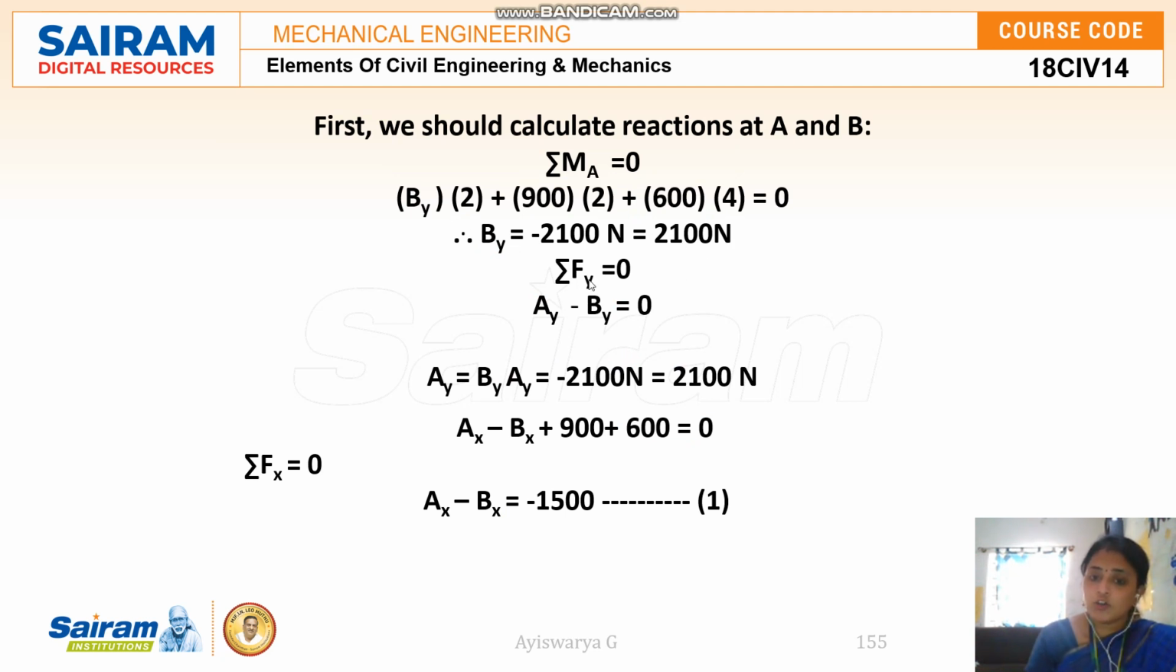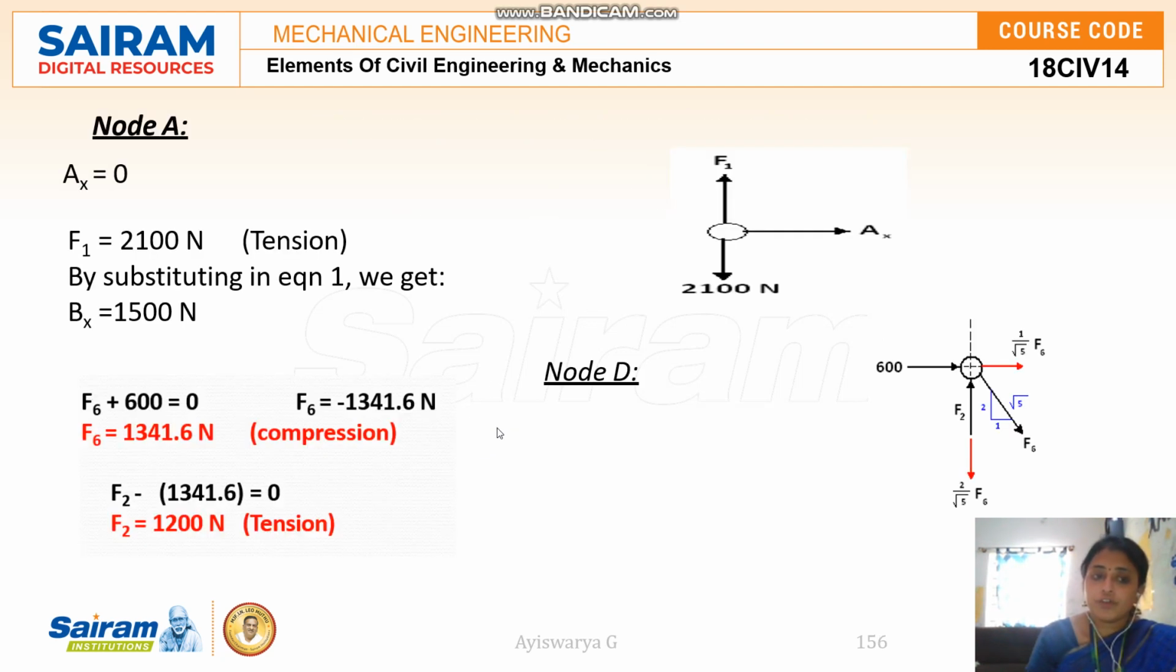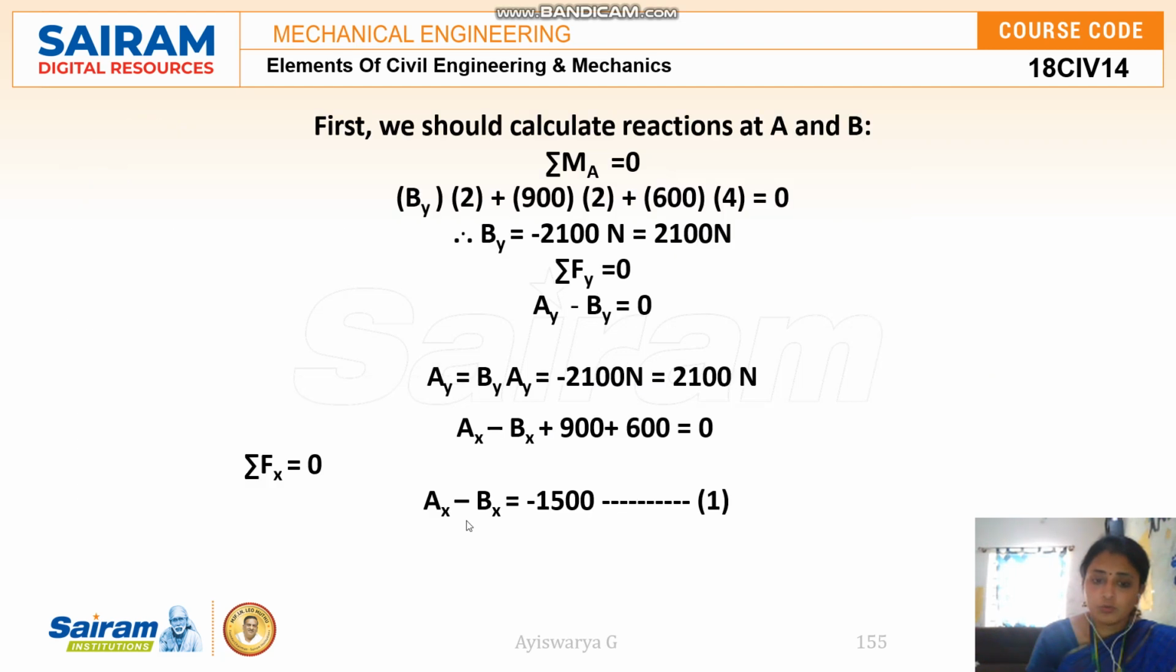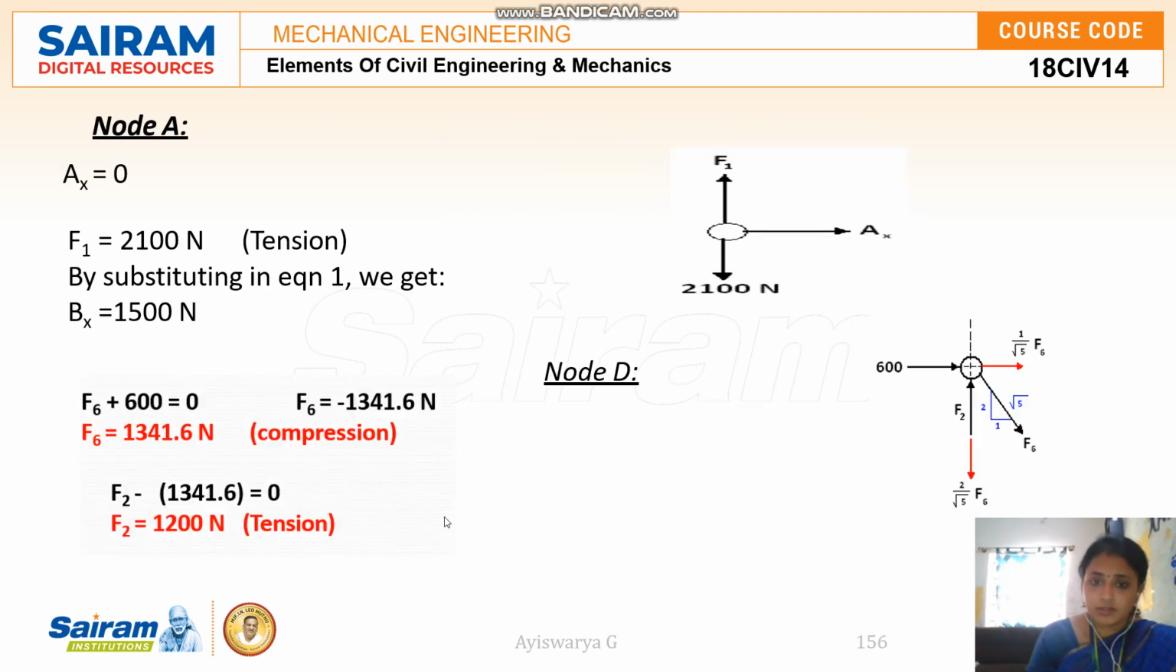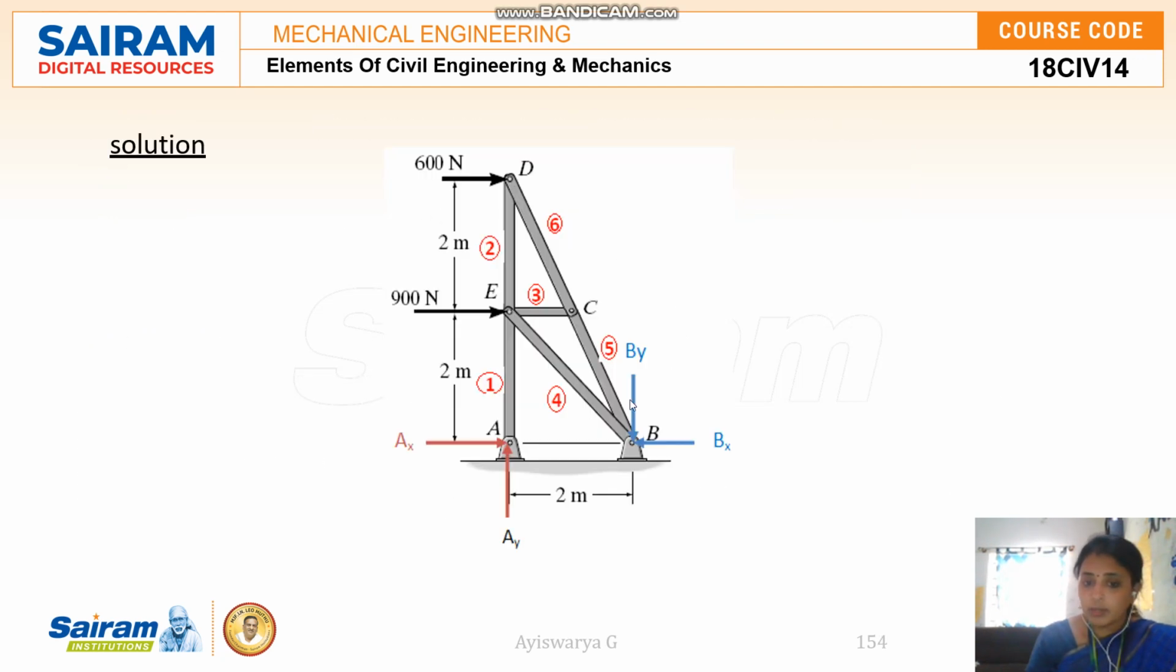And using summation of y equal to 0, you will get Ay equal to By, and Ay we already know 2100 Newton. So if you substitute, you will get the answer for AX, BX, AY and BY. Okay, and using summation of Fx equal to 0, you will get an equation like this. After getting that equation, you will get BX also. After getting that, you need to select point by point.